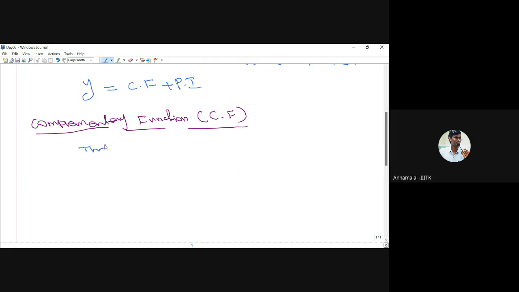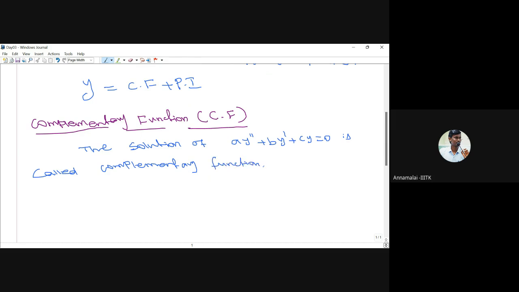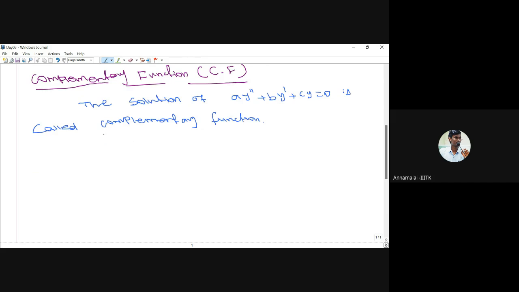So if you consider the homogeneous equation, that is y double dash plus a times y dash plus b times y plus c times y equal to 0, and then find its solution, such a solution is called the complementary function. The particular solution is what you find for the given equation.